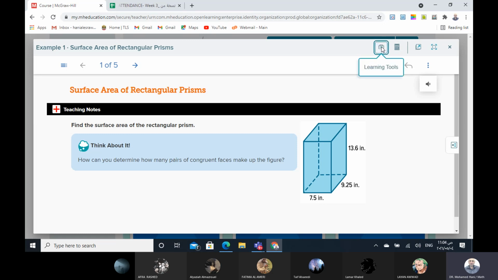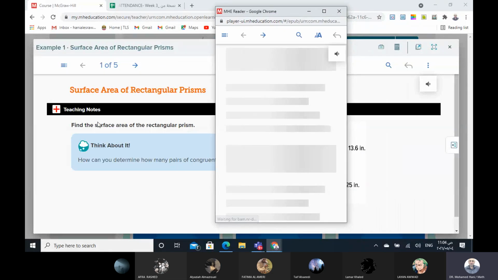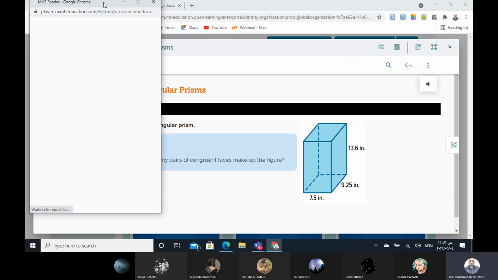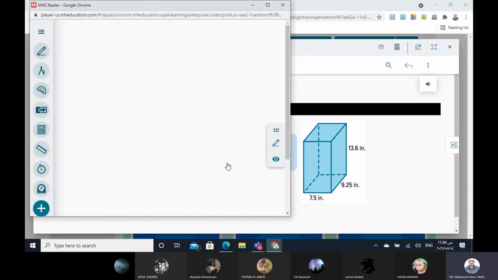In this question, find the surface area of the rectangular prism. My question now, how many faces do you have here in this prism? Who can answer me? 6. 6, great. Surface area is represented by S.